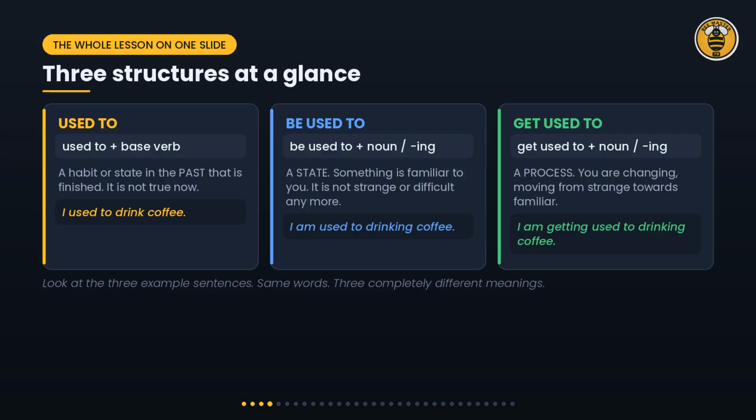It does not surprise my body. On the right, get used to, again followed by a noun or an -ing form. That is a process. You are still changing. I am getting used to drinking coffee. Meaning, it was strange, and it is slowly becoming normal. Same words, 3 different meanings. Now let's take them one at a time.